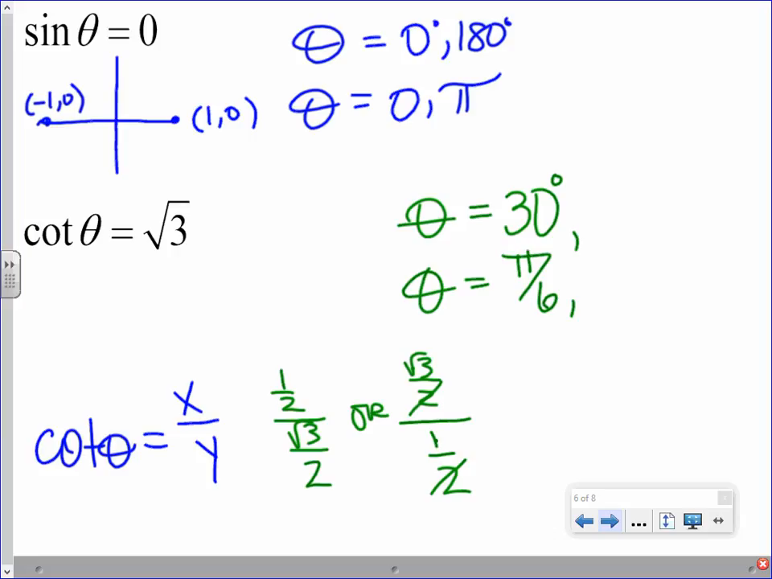Cotangent is the reciprocal of tangent. Which other quadrant is it positive in? The third. So if our reference angle is 30 and we're in the third quadrant, our angle in degrees would be 210. In radians, 7 pi over 6.